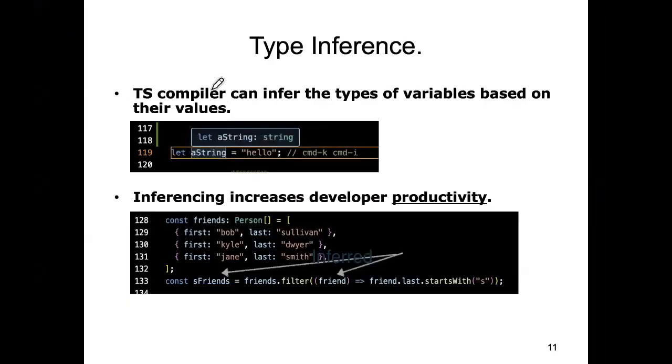So the TypeScript compiler can infer the type of variable based on their values, based on the value that you've assigned to it. And this type inferencing is all about trying to maximize developer productivity. In other words, you just have less physical typing to do. And this type inferencing works at the interface kind of level as well.